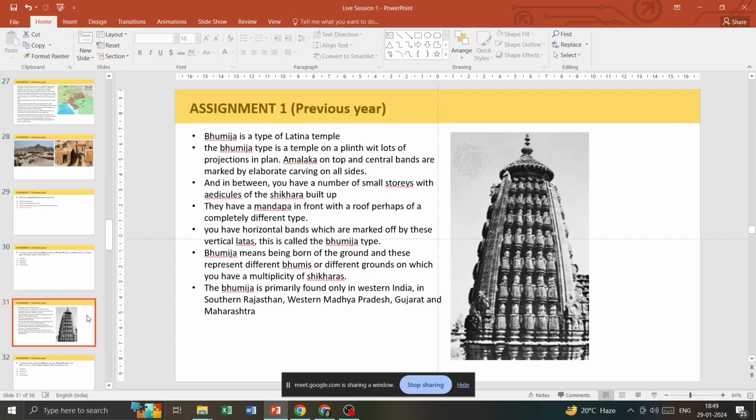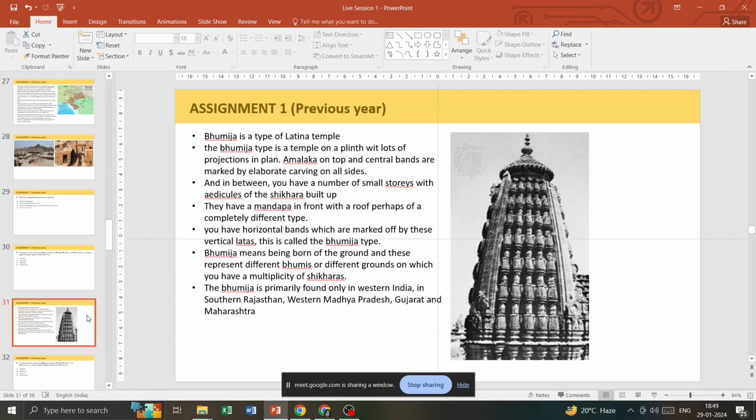Bhumija means being born of the ground, and these represent different bhumis or different grounds on which you have a multiplicity of shikhras. It is called Bhumija because Bhumi means ground, and the temple looks like all these different stories are grounds themselves which have different shikhras. The Bhumija is primarily found in Western India, in southern Rajasthan, Western Madhya Pradesh, Gujarat and Maharashtra. So our answer is C, Bhumija.